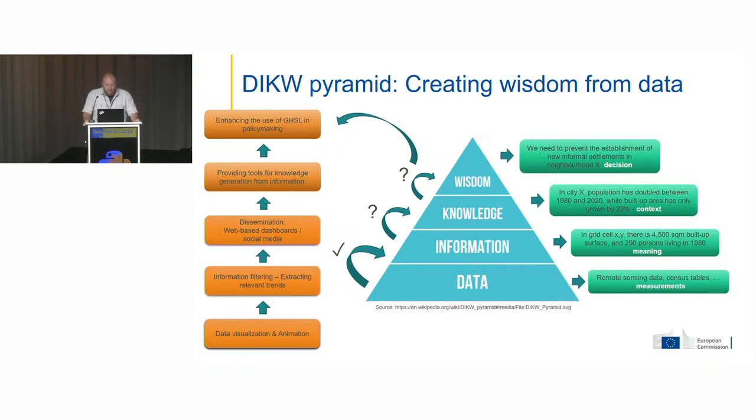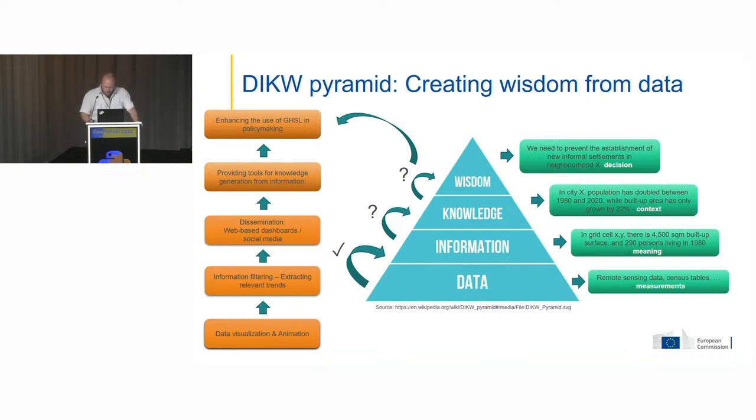a given time period. And then the last step of this hierarchical schema would be converting knowledge into wisdom, which means basically to make decisions based on knowledge. In this case, it could be a political decision from some planners to say, look, we need to prevent the establishment of new informal settlements in that neighborhood. And to do that, we have to do some planning measurement, right?